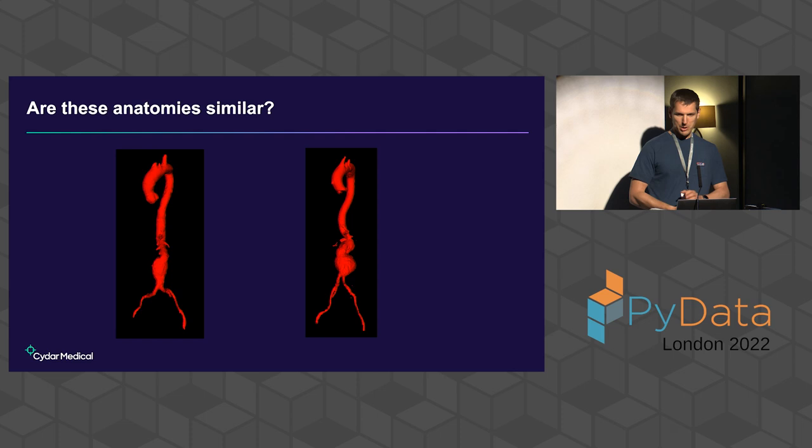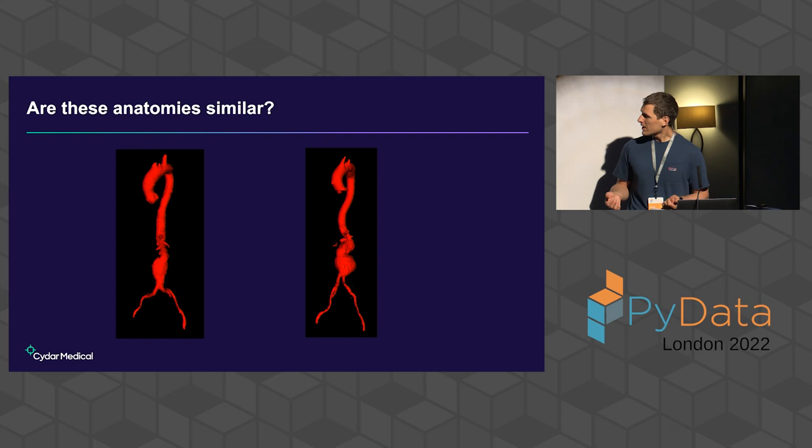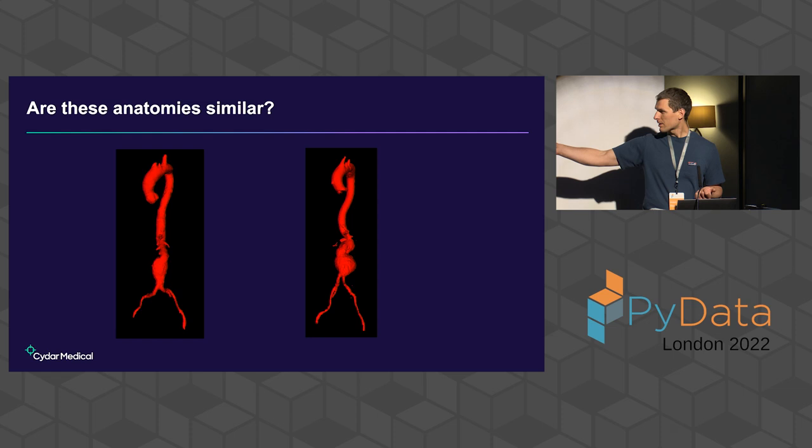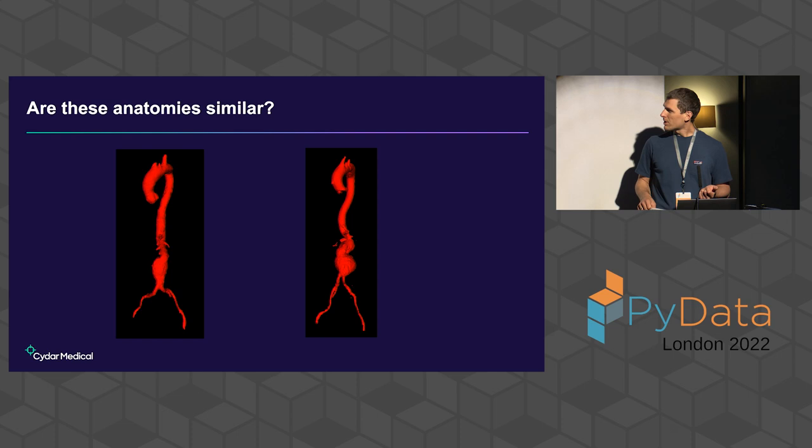But the crucial question here is how to define similarity between anatomies. Are these anatomies similar? Well, both of these patients have aneurysms. Pretty much all of our patients do. One is a bit lower down, one is a bit higher up. Maybe the one on the right has slightly longer iliac arteries below. But are they similar clinically? Are they going to get a similar treatment?